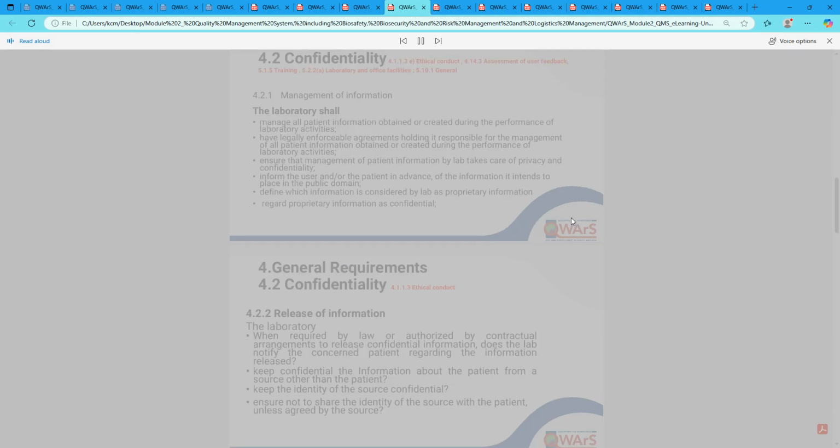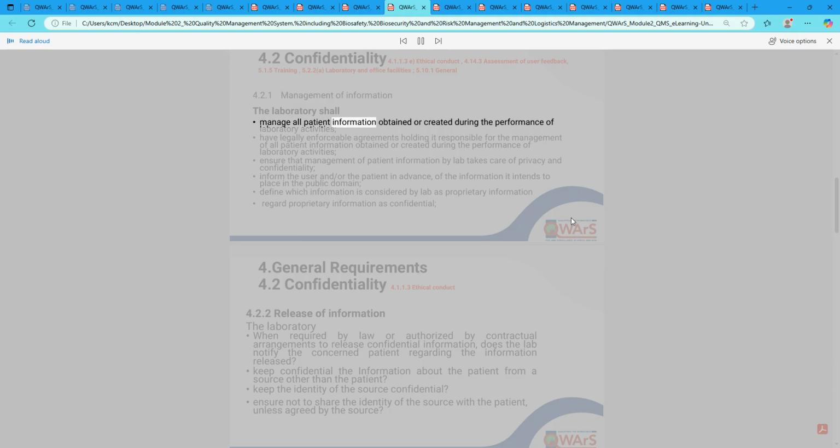For point 2, confidentiality: 4.1.3e ethical conduct; 4.14.3 assessment of user feedback; 5.1.5 training; 5.2.2A laboratory and office facilities; 5.10.1 general. For point 2.1, management of information.